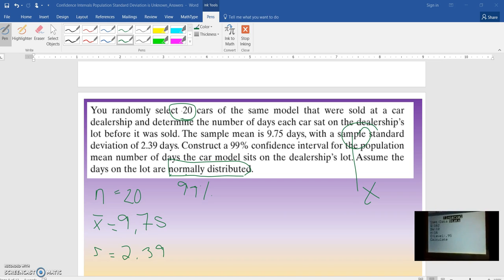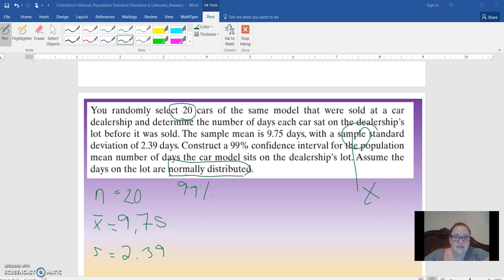Then I'm going to type what I need to type in. All right, so that X bar, 9.75, that's our mean. Sx, that's the sample standard deviation, that's 2.39. N is how many there are, 20. And then our confidence level, our C level is 0.99. Make sure you change it to a decimal. All right, so it's between 8.22 days and 11.2 days.